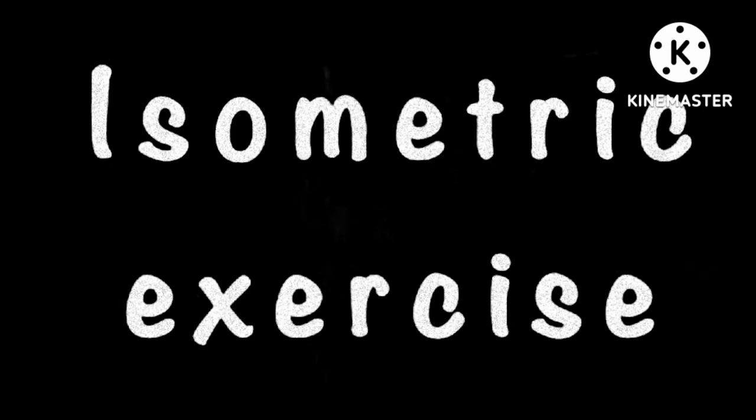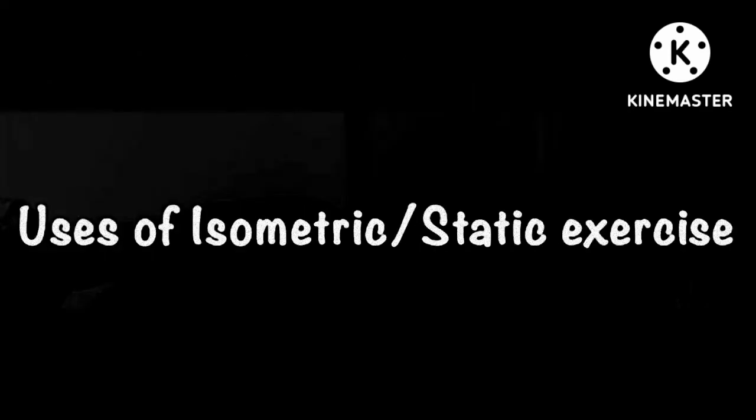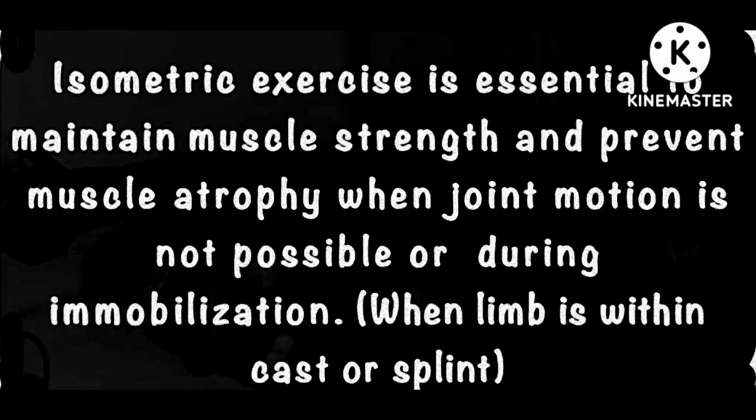Isometric exercise. Isometric exercise is a static form of exercise in which a muscle contracts and produces force without an appreciable change in the muscle length and without visible joint motion. Uses of isometric or static exercise. Isometric exercise is essential to maintain muscle strength and prevent muscle atrophy when joint motion is not possible or during immobilization, when the limb is within a cast or splint.